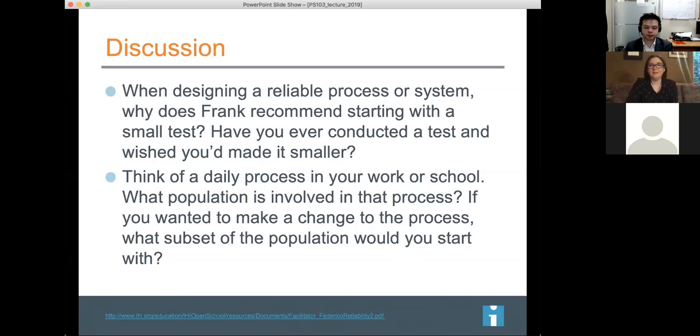All right. And how about thinking about daily processes in your work or school? What population is involved in that process? And if you wanted to make a change, what subset might you start with?